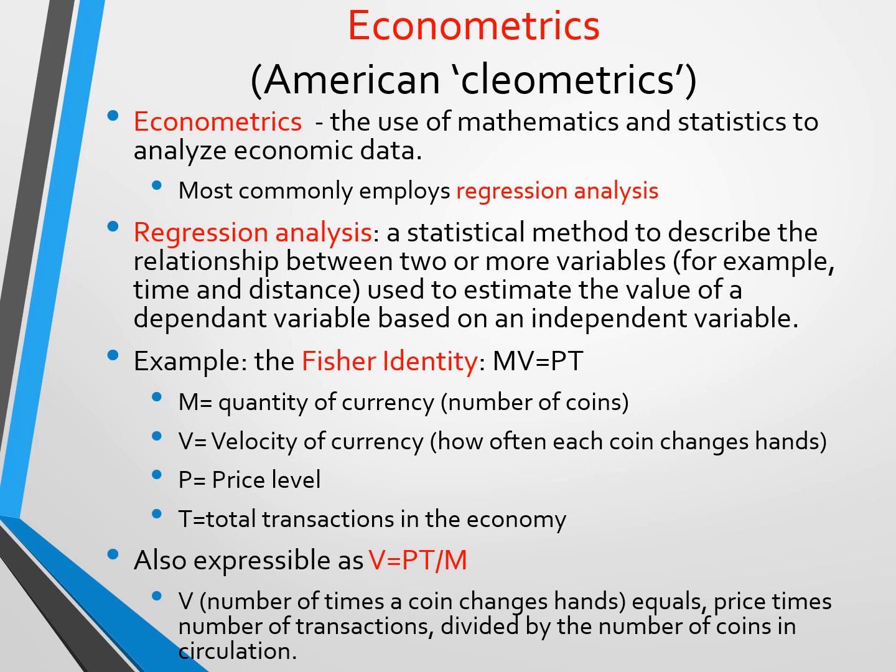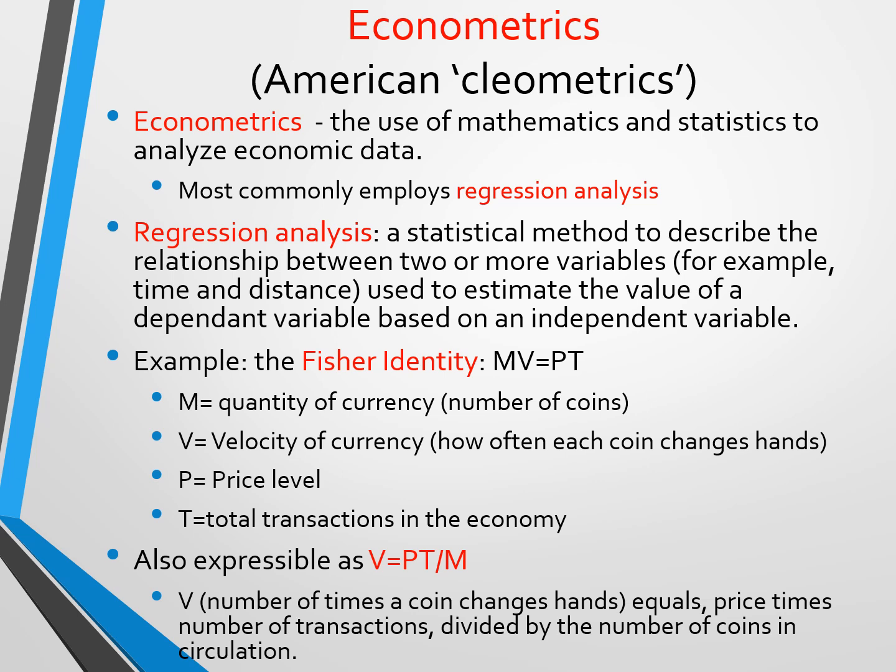Now, this formula has been used to explain why, if you don't have enough coins available in a society, that is to say, in modern language, if you lack liquidity, the economy will decline, the economy will shrink. If we do a little bit of algebra here and move the M from the left to the right, we get V, velocity, the number of times a coin changes hands, is equal to price times the number of transactions divided by the quantity of currency.